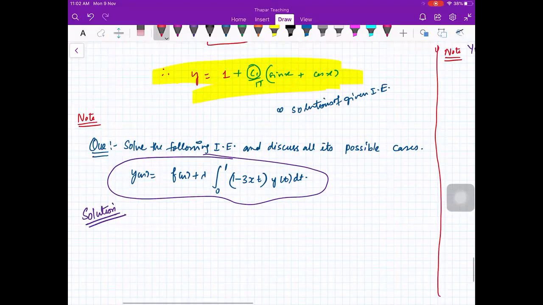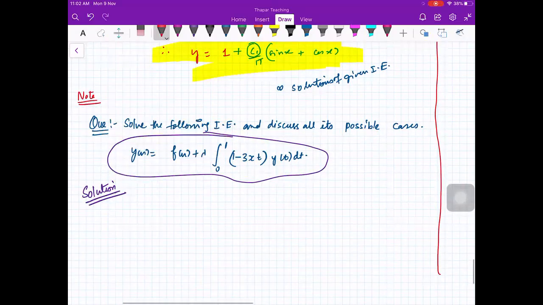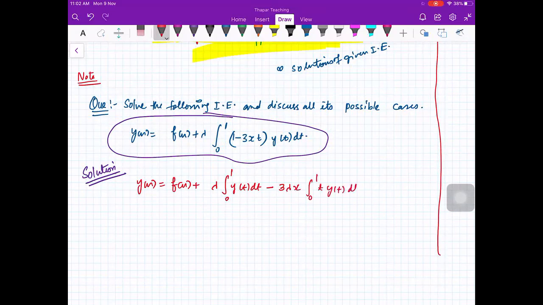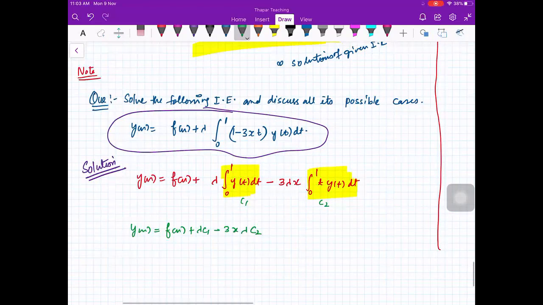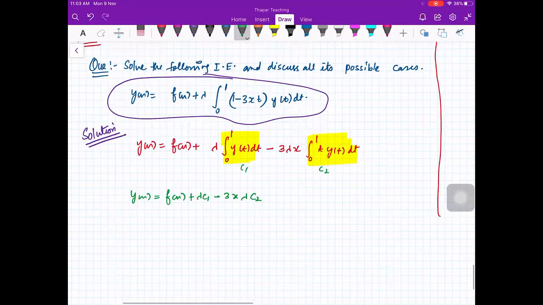So you see how you will write y of x is equal to f of x plus lambda, the first term, integral 0 to 1 y t dt, minus 3 lambda x, which will be outside, integral 0 to 1 t y t dt. This term you will call C1, this term you will call C2. So you have y of x is equal to f of x plus lambda C1 minus 3x lambda C2, right? So you have y of t is equal to f of t plus lambda C1 minus 3t lambda C2.